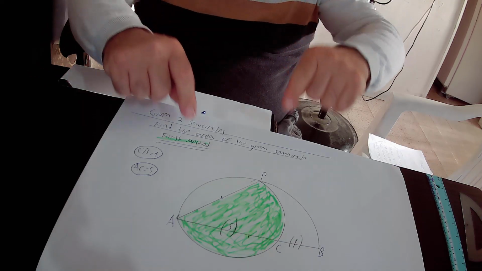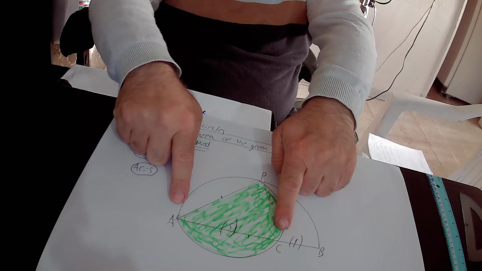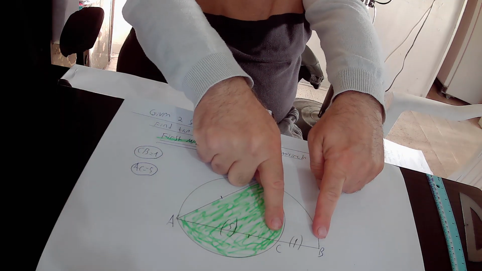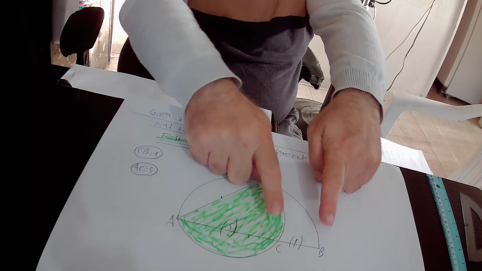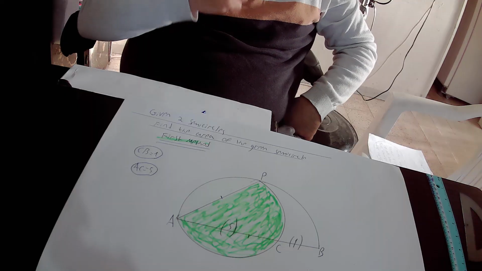In addition, you know that this is line segment AC, that is equal to 5 units in its length. This is line segment CB, that is equal to 1 unit in its length. Again, our mission is to find out the area of this green semicircle.